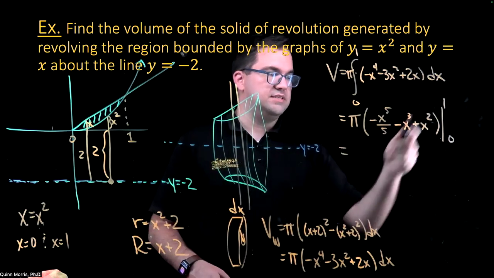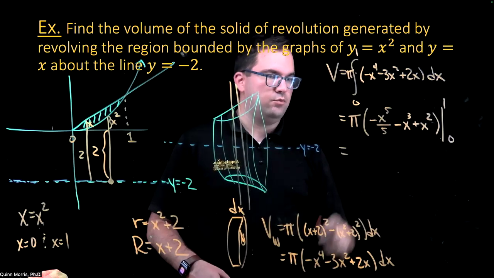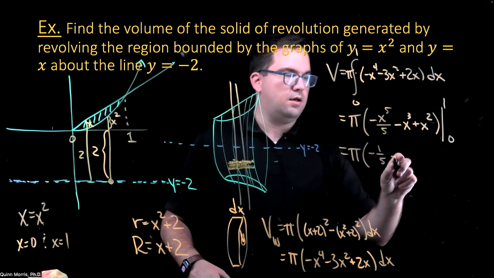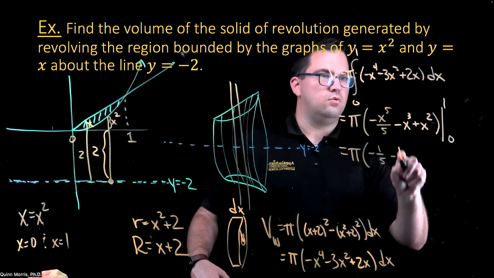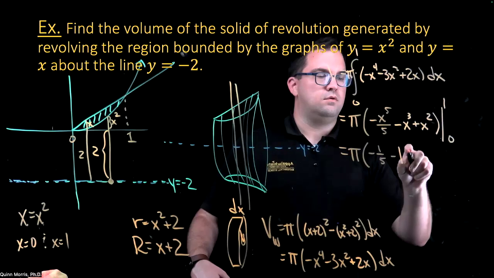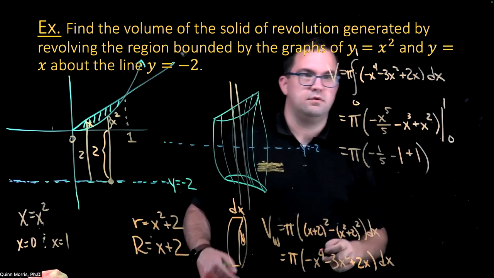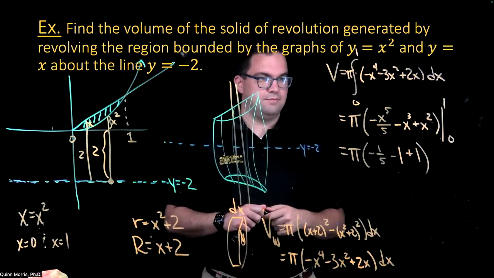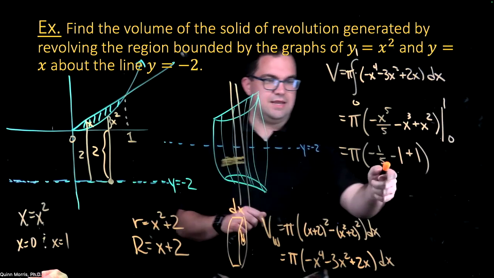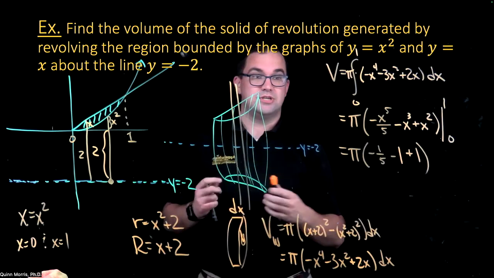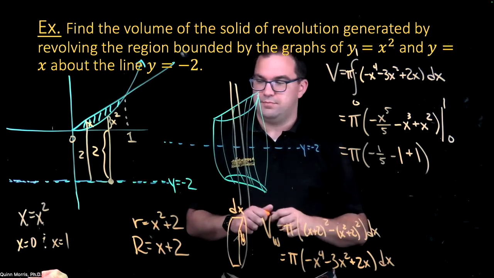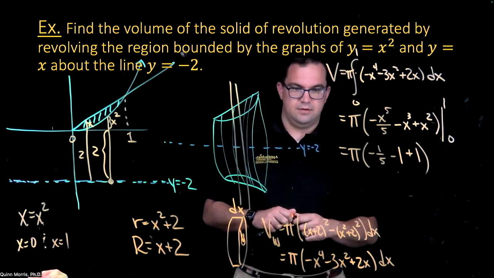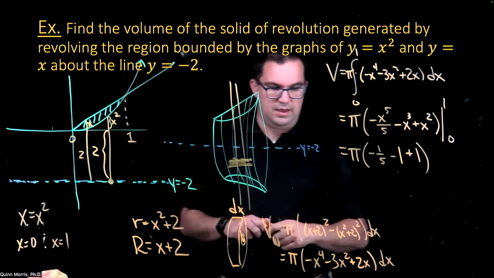So at 0, these will all be 0. If I plug in 1 here, I get pi times minus 1/5 minus 1 plus 1. And now we know for sure that we have made a mistake. The reason we know that we've made a mistake is this is coming out to be negative, which can't possibly be correct, right? So let's see if we can go back and quickly identify where our mistake might lie.